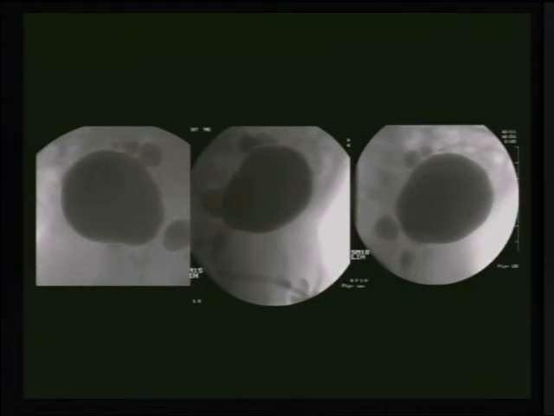Multiple diverticuli, as we said, we can see in the neurogenic bladder or outlet obstruction. This is a neurogenic bladder, in which you can see multiple diverticuli of different sizes, and those diverticuli could be the cause of stagnation of urine, so they may cause stones.